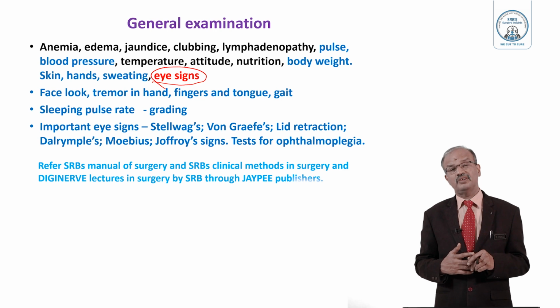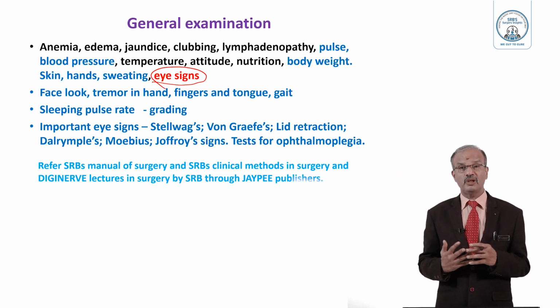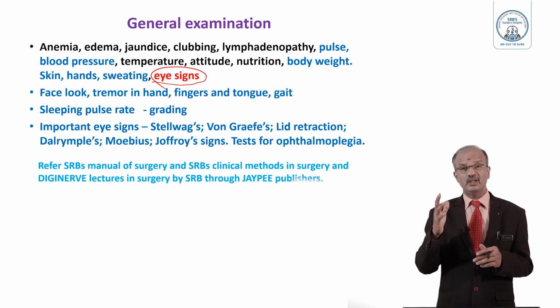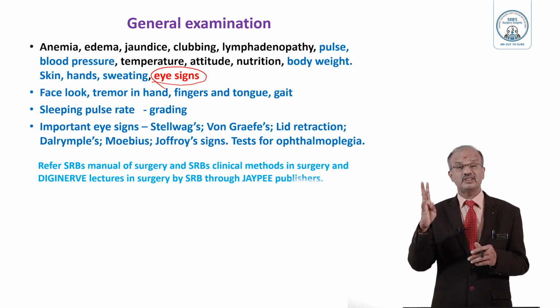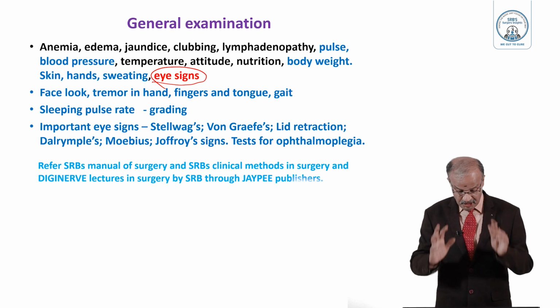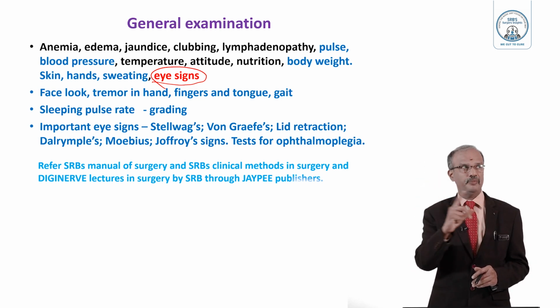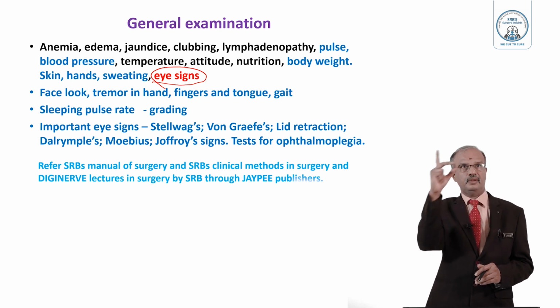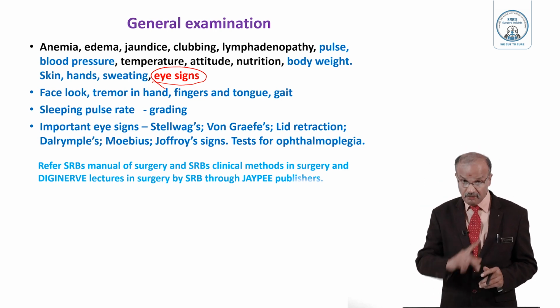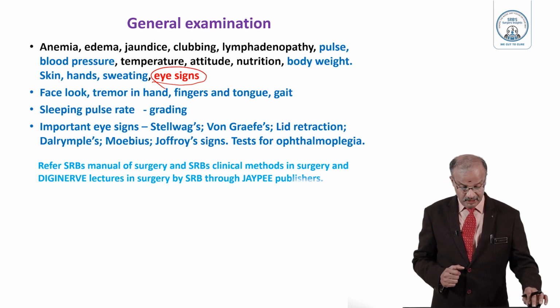There are these 4-5 signs you have to remember. For academic purposes there are 20-25 signs, which is not necessary for you. But these 5 signs you have to remember: Stellwag sign, starry look, Von Graefe sign, Mobius sign, then Joffroy sign, Naffziger sign. I'll show the photo of how to do it later. So just remember these things I already mentioned. Tests for ophthalmoplegia, like this: movement of the eyeball. If a patient is able to do that, the eyeball is normal. So this is general examination.